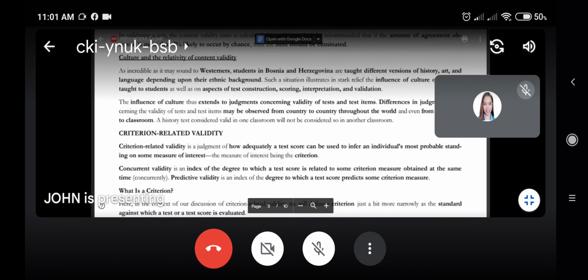Yun po yung ating titingnan. Kasi mas accurate yan. So, ibig sabihin, you are comparing them on the combined norm rather than to compare them on their specific norm. Kung babae sa babae, kung lalaki sa lalaki. Mas maganda dun sa combined norm na lang natin siya tingnan.